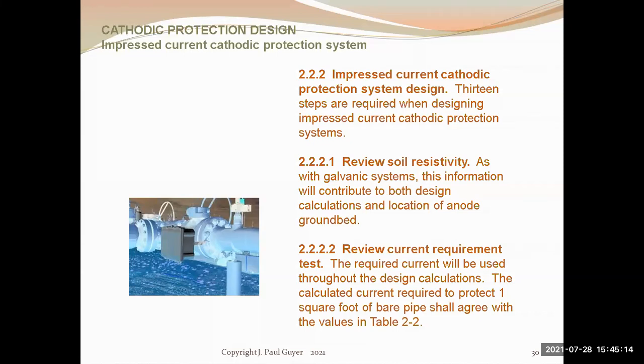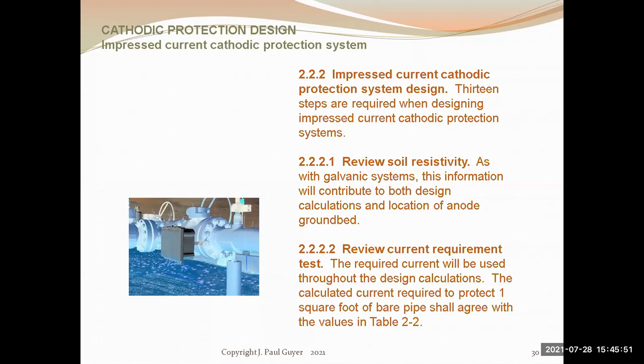So you now have two designs with two different life cycle costs. Go back and do it all over again another two or three times, and you end up with four or five designs, each with its individual life cycle cost, and you select the design with the most favorable life cycle cost. So that's walking through the steps to design a sacrificial anode system.